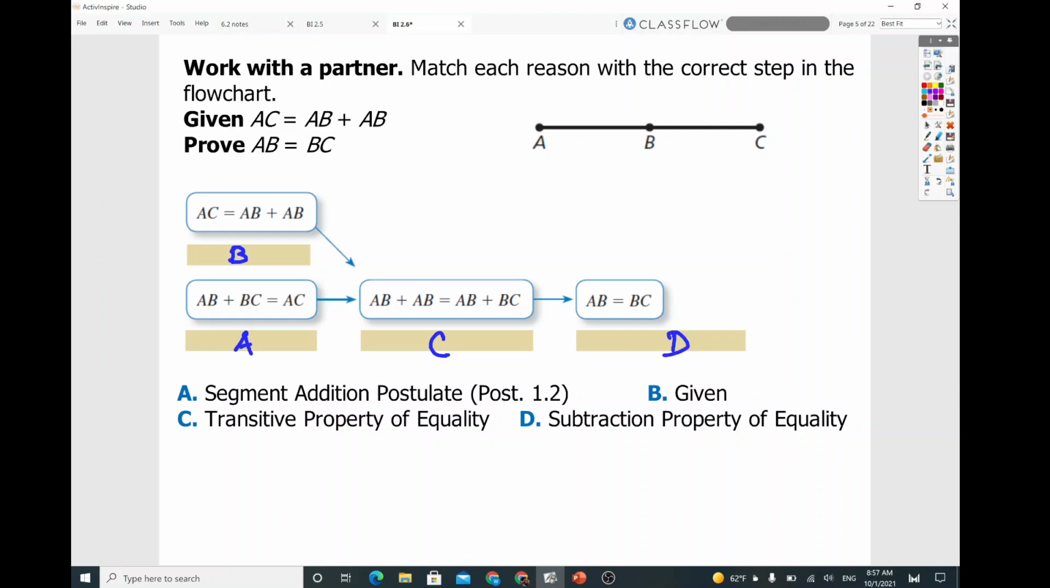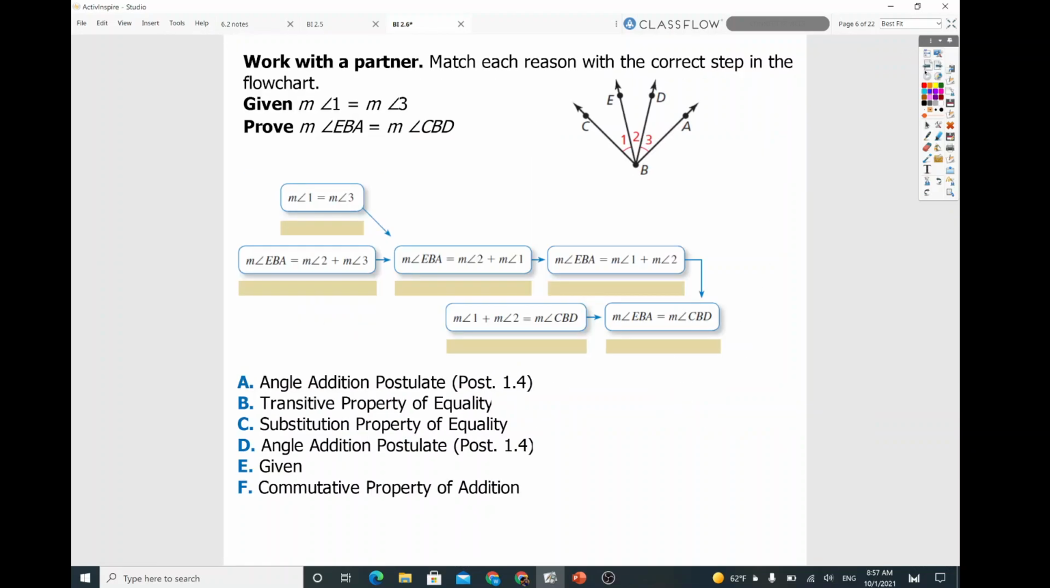Now let's see what else we have for the other one. Similarly, the measure of angle 1 is the same as the measure of angle 3, so they're equal. So it's given. Start with given, which is E right here for the selection. Then the measure of angle EBA equals the measure of angle 2 plus the measure of angle 3. So 2 and 3, this will be considered the angle addition postulate. For this one you can choose either A or D, it doesn't matter, so I will use A here. And then EBA is the measure of angle 2 and 1, so also the angle addition postulate.